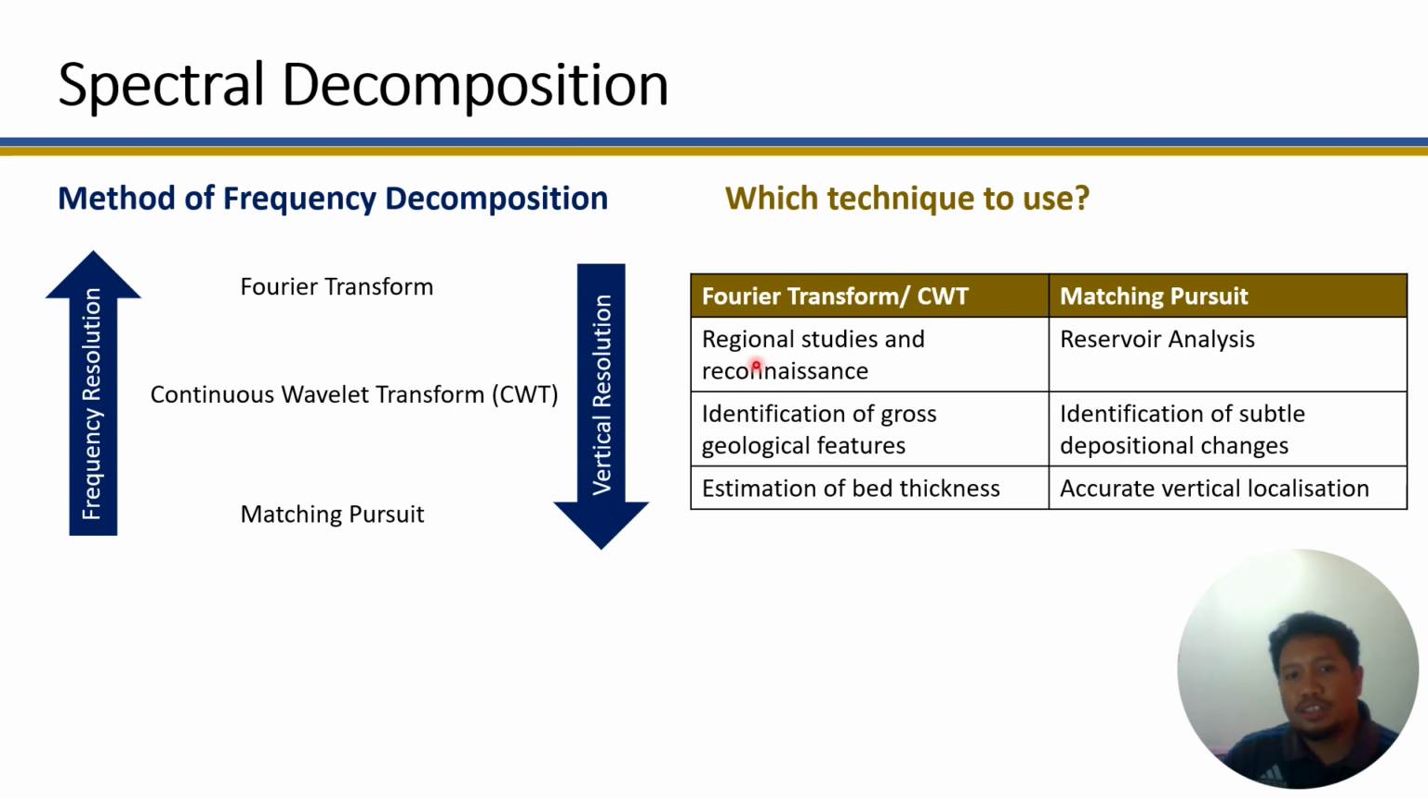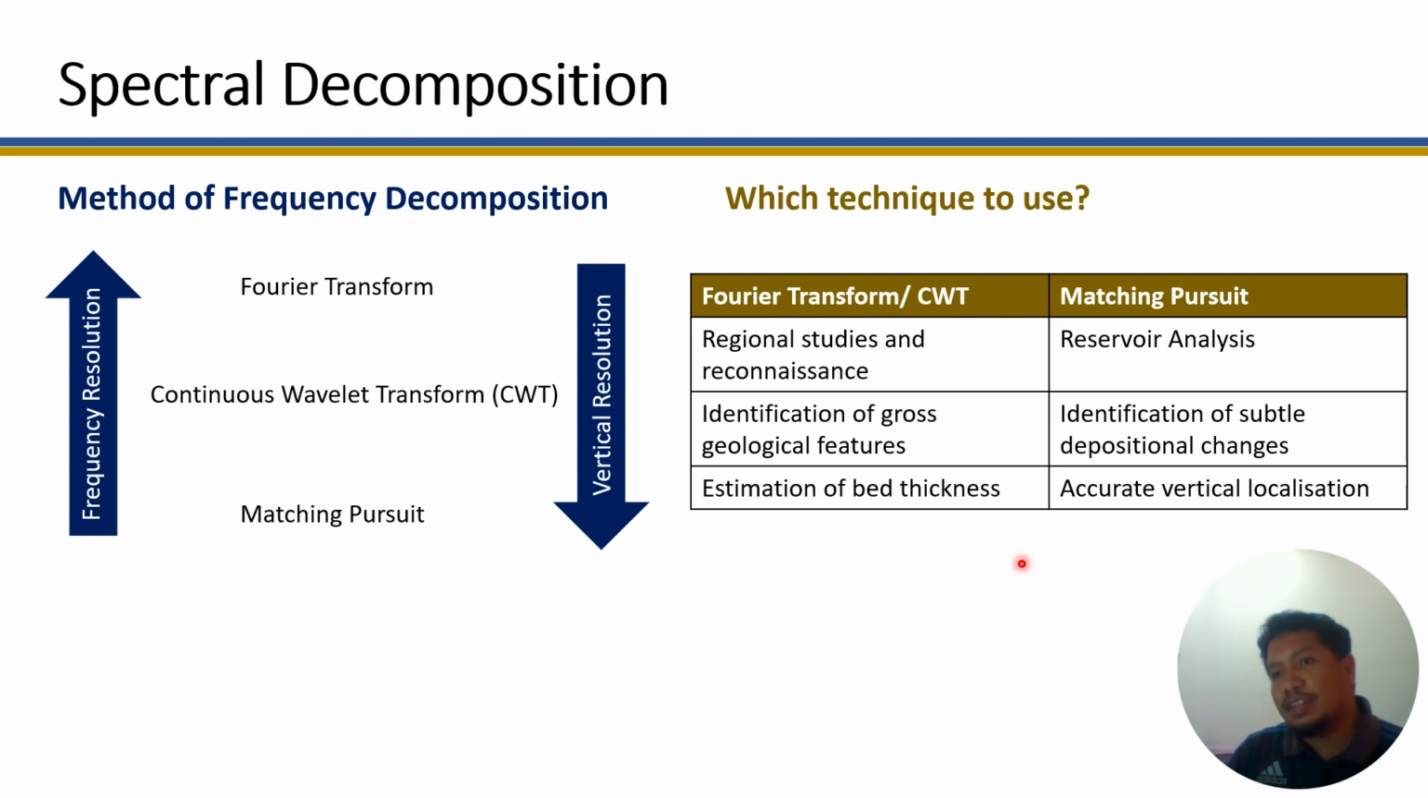Using something like Fourier transform or continuous wavelet transform is very good if you are doing regional studies or reconnaissance, where you are looking at a large, regional area and you want to understand the geology and what is going on in that particular region. It is also very good for identification of gross geological features and for estimation of bed thickness, because you have a very good frequency resolution.